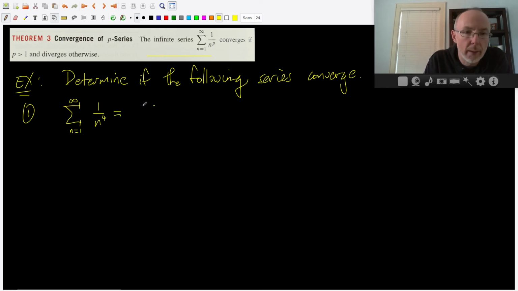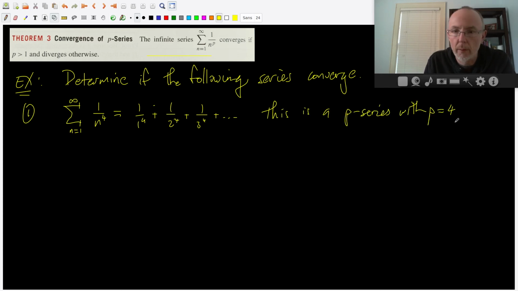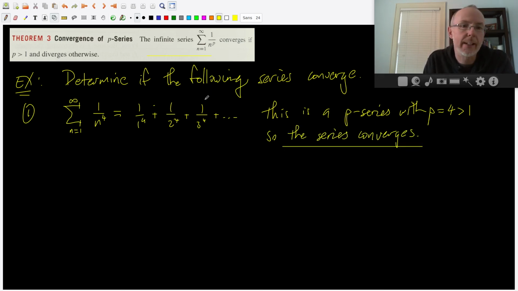Here's the first one. We've got an infinite series that has fourth powers in the denominator there. So we're going to have 1 over 1 to the 4, and then 1 over 2 to the 4, and then 1 over 3 to the 4, and so on. So this is a p-series with p equals 4. And 4 is bigger than 1, so it converges. So the series converges. Right? That's the key idea. We look at this, we say this is of the form of a p-series. P is 4, it's bigger than 1, we're done.